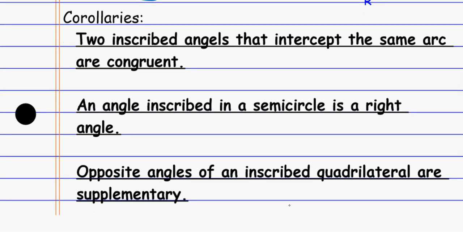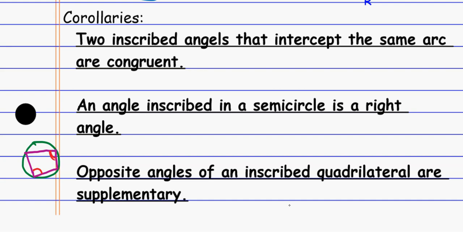This last one, opposite angles of an inscribed quadrilateral are supplementary. That one's a little bit tougher to wrap your brain around, but think about it this way. If I were to draw a circle with a quadrilateral inside of it, an inscribed quadrilateral, and it doesn't matter what kind of quadrilateral that is, when you look at these opposite angles, because it's an inscribed quadrilateral, this won't always be true for all quadrilaterals, but when it's an inscribed quadrilateral, this angle and this angle right here have to be supplementary.